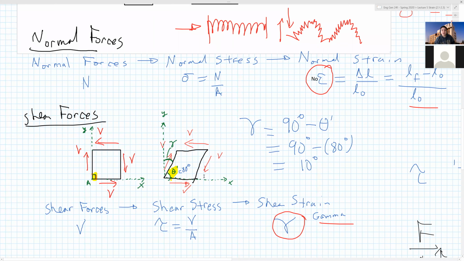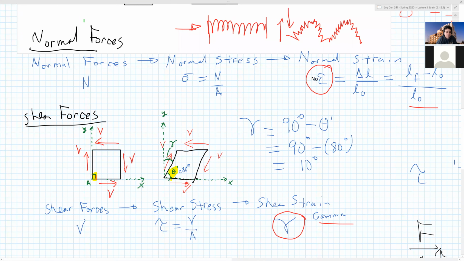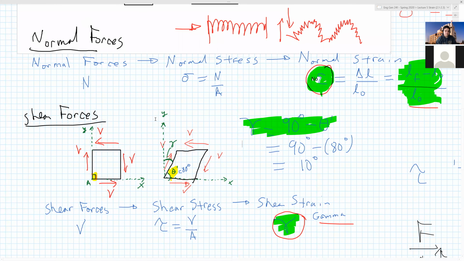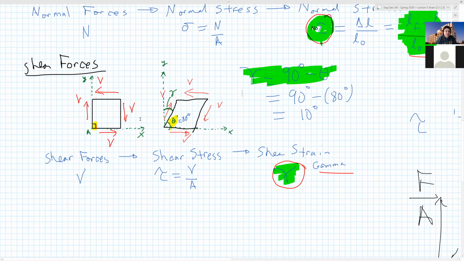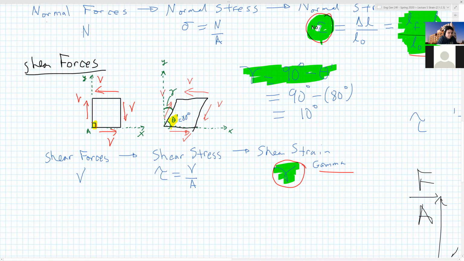And our goal for chapter 2 is to focus on this definition, normal strain, and how we calculate shear strain, which is based off of this definition here. Just to foreshadow chapter 3, how do you relate them?